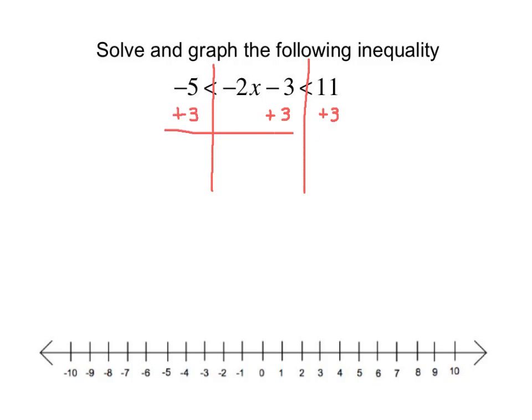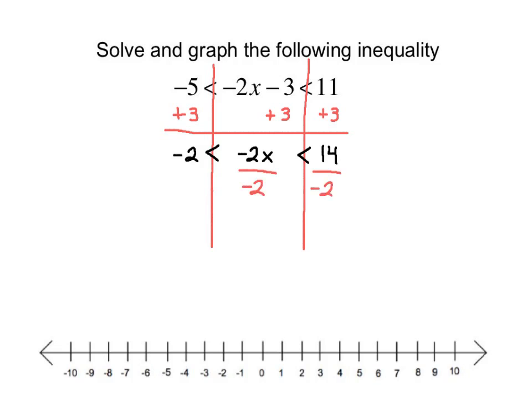Again, very important to stay organized during these. So this is going to leave us negative 5 plus 3 is negative 2, less than negative 2x, which is less than 14 when I add the 11 and the 3. Notice how I haven't changed any inequalities. We're still looking for that. I haven't changed any yet because we have not divided by a negative value. My next step, however, I do have to divide by a negative 2 to undo the multiplication by 2.